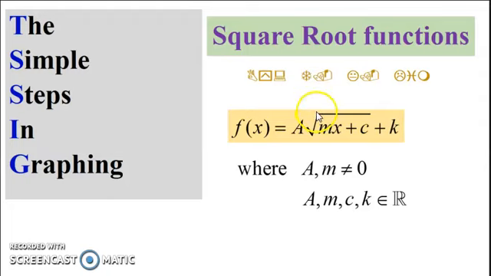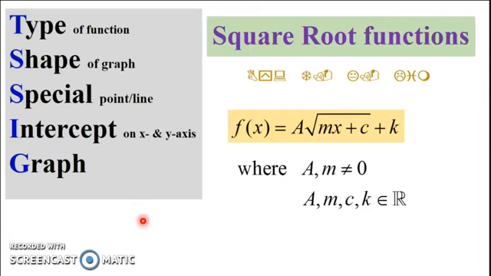So in this video, we're going to learn the simple steps in graphing square root functions, where we have the square root function in the form of f(x) = a√(mx + c) + k, where the capital A is a constant that is not equal to 0, and so is the m. So let's see.